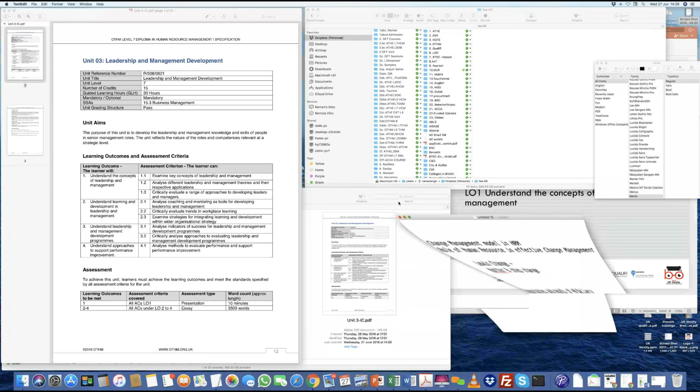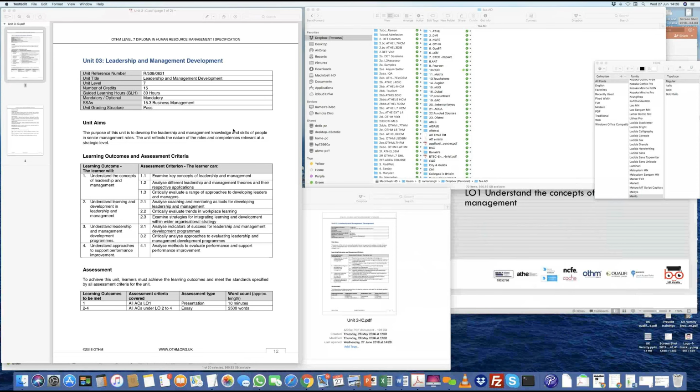So when we look at this particular unit 3, which is leadership and management development, this is a unit close to my heart, because a lot of organizations today, when they start off as small businesses, at some stage require somebody in the organization who can be bold enough to take decisions, who can, to a certain extent, as they say, show leadership.